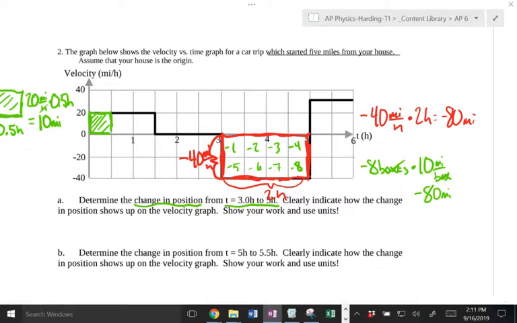All right, so part B, determine the change in position from time equals 5 to time equals 5.5 hours, okay? See if we can get 100% on this one. Nope, we cannot.